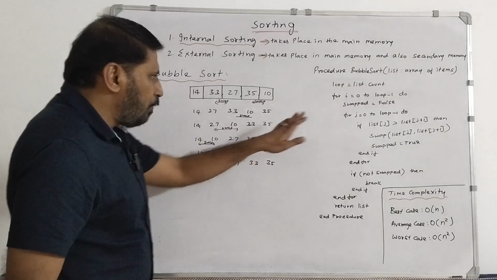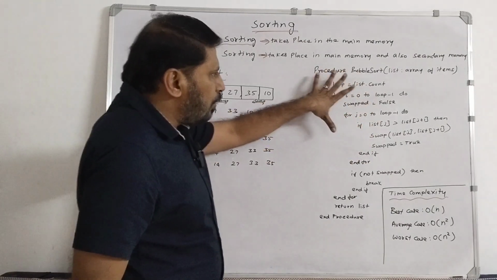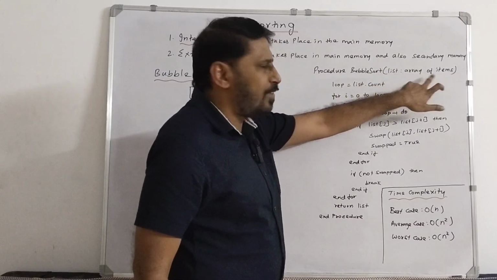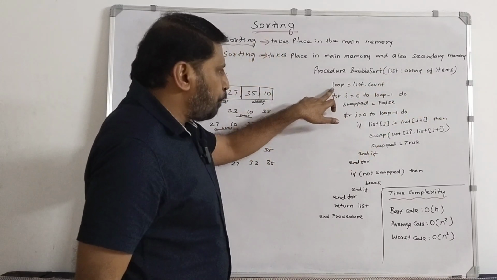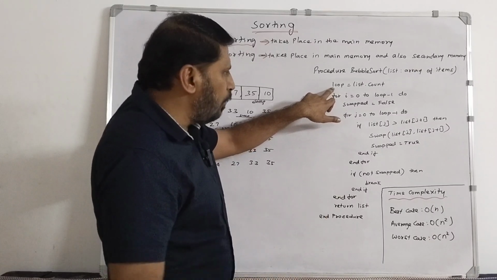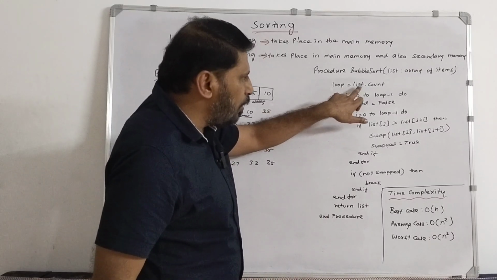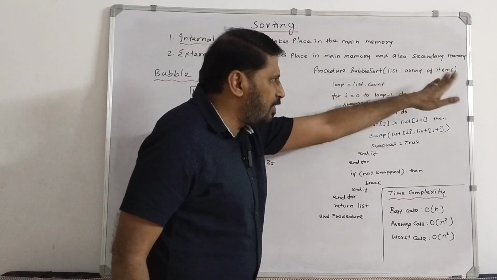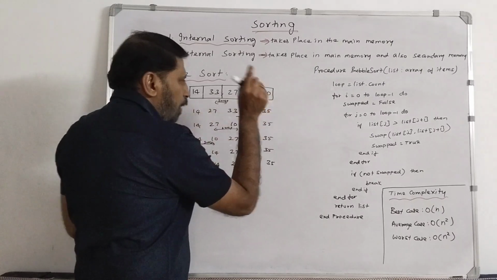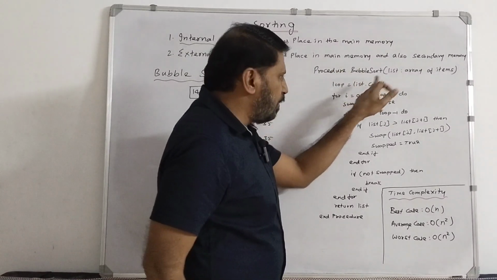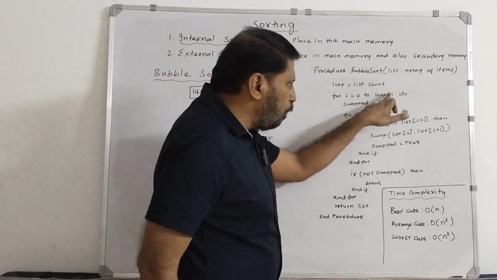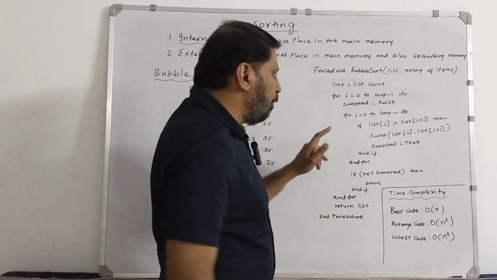Okay. So now we come to the algorithm. In this procedure, we are using bubble sort with a list. A list is nothing but an array of items. Initially we take a loop variable, which is nothing but the list count. Suppose the list count is 1 2 3 4 5. So loop equals 5, the list count. Then for I equal to 0 to loop minus 1.